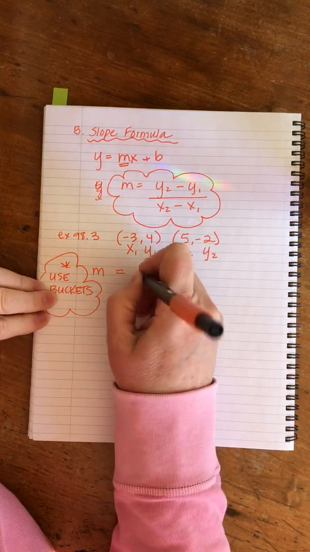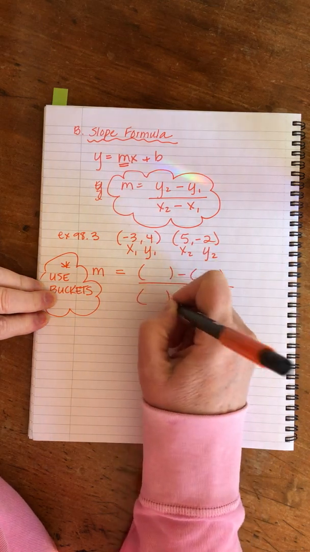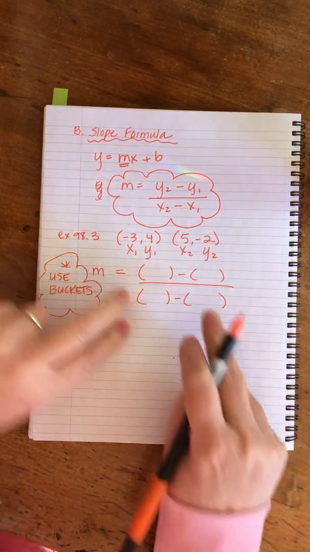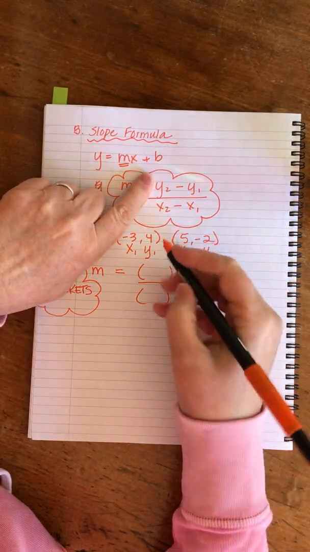And I'll tell you the reason why. So what I'm doing is I'm using buckets to set this up. And this problem is a good example, right? See how my buckets match that exactly. Now I fill in. Y2 goes here.